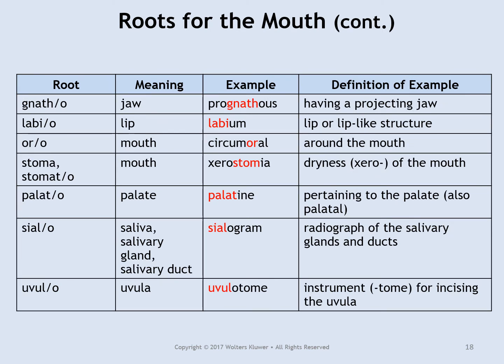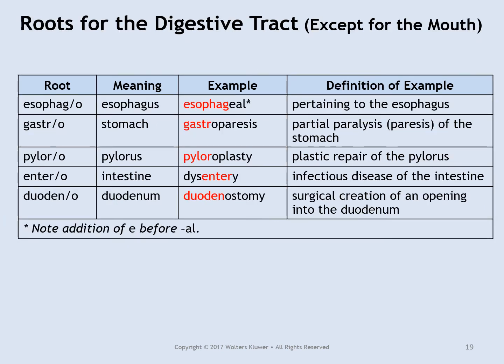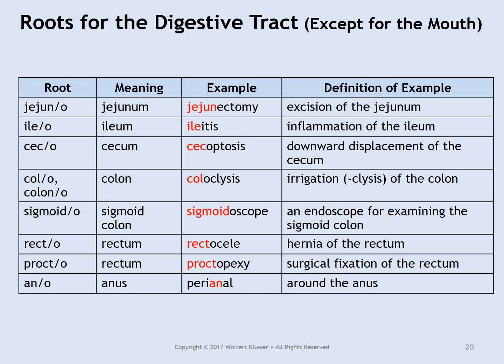Some roots for the mouth. There are a couple of roots that refer to the mouth, oro and stoma. Both of these are the mouth. And then sial refers to saliva. The rest of these you can look at on your own time. You don't want to listen to me read all of these out.